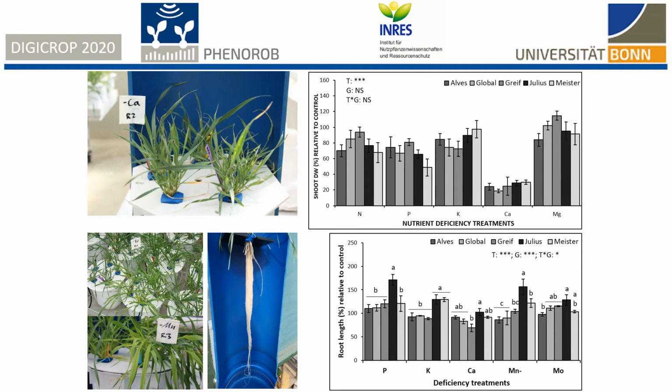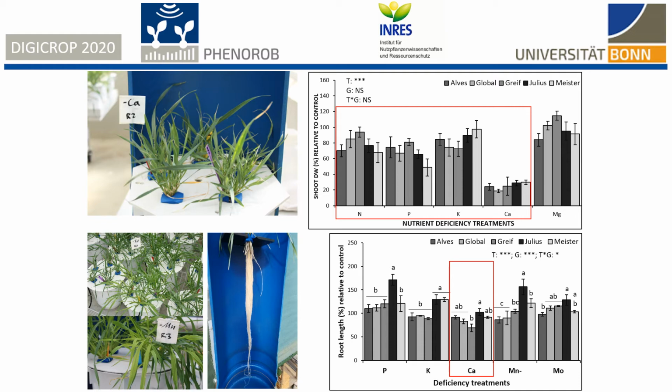In the upper figure, the shoot dry weight accumulation is reduced in nitrogen, phosphorus, potassium, and calcium deficiency treatments, which is highlighted in the red rectangle, as reported earlier. These are essential macroelements that plants need in large amounts to grow and complete their life cycle.